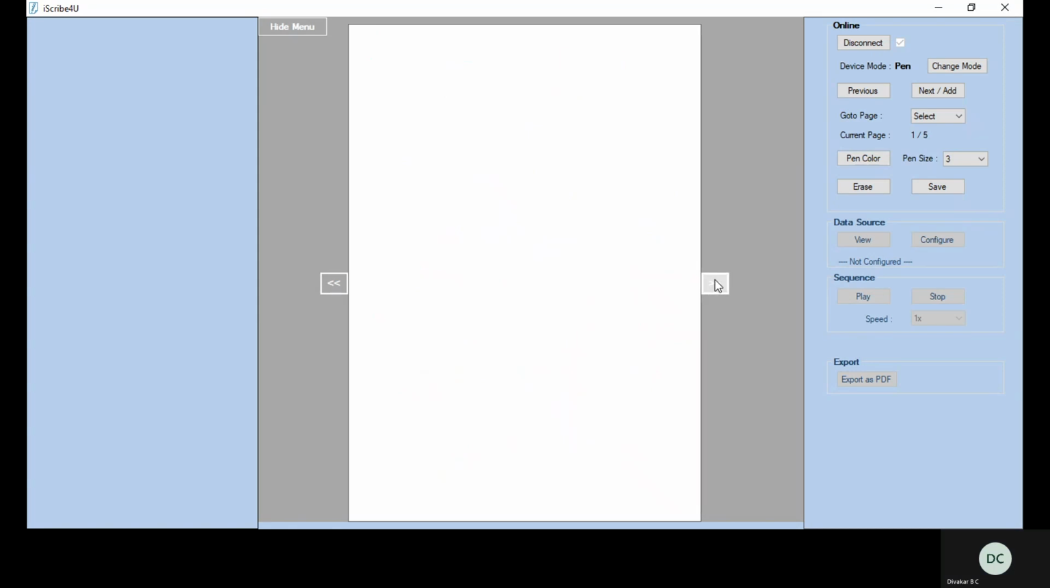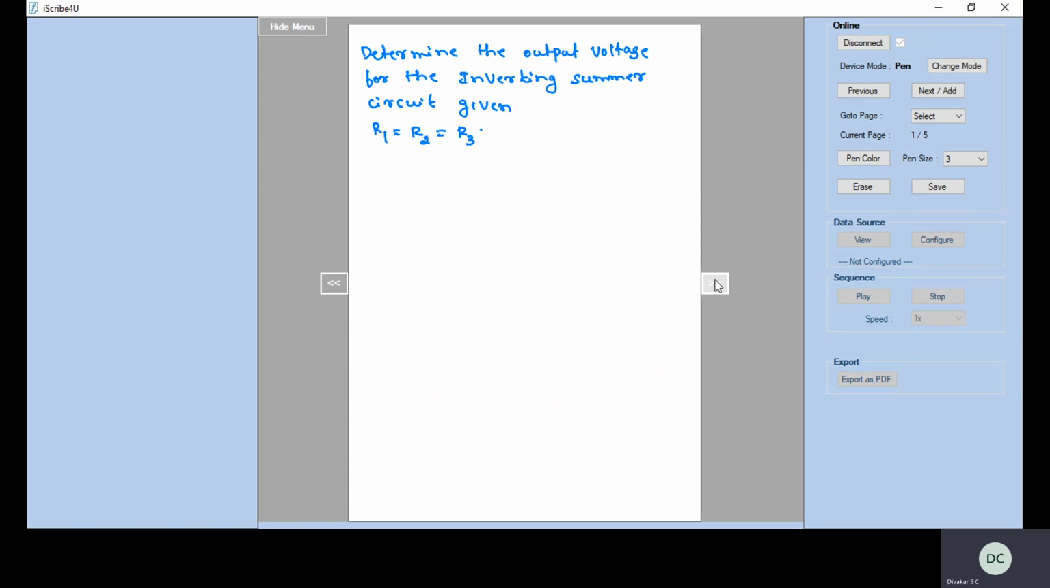So next problem. Determine the output voltage for the inverting summer circuit, given R1 is equal to R2 is equal to R3 is equal to Rf, that is equal to 1 kilo ohm, and V1 is 2 volts, V2 is 1 volt, V3 is 4 volts.